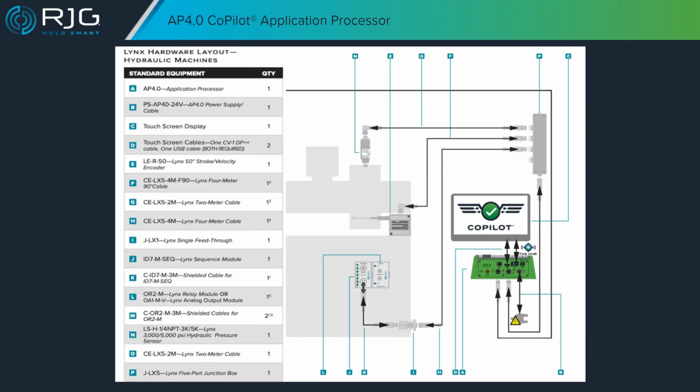The schematic shown here, and in the RJG product manual, shows a common layout of the CoPilot AP4.0 unit installed on an injection molding machine.